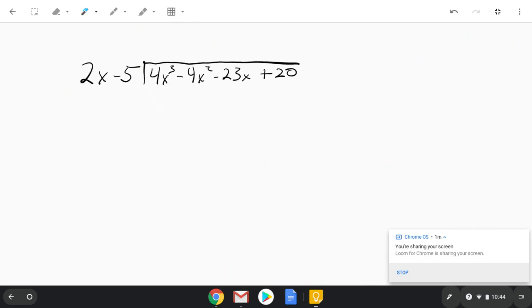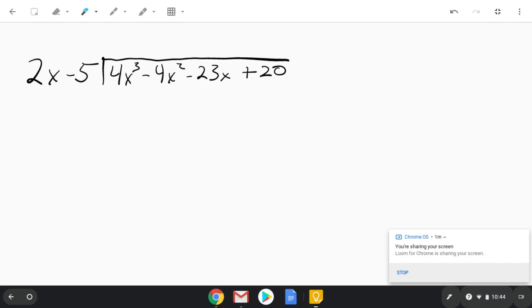Ooh, they zoomed out on me way out there. There we go. So we've got 2x minus 5 dividing into this cubic polynomial. All right, let's get started. So we want to ask, how many times does 2x go into 4x cubed? Or you could say 2x times what will give you 4x to the third power? Well, that is 2x squared, right? 2x squared. Now, 2x squared gets times by this.